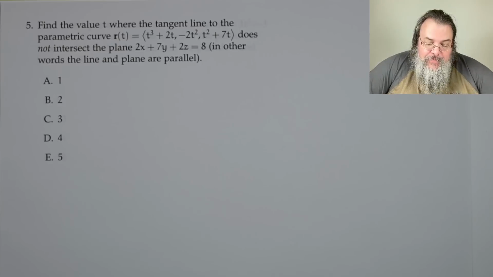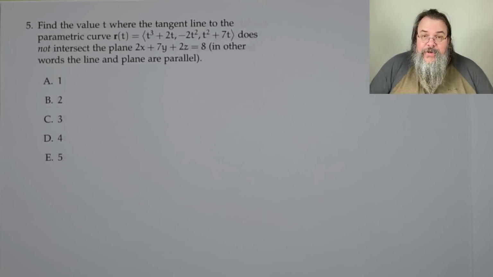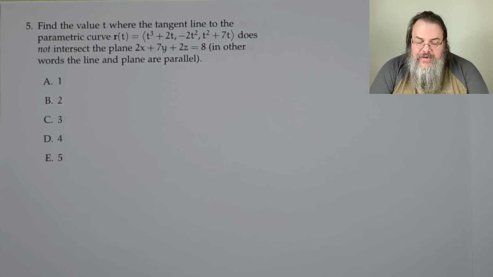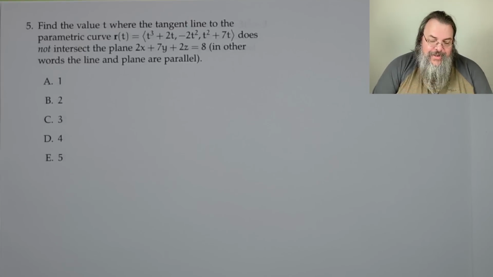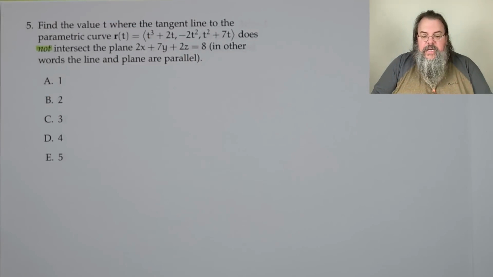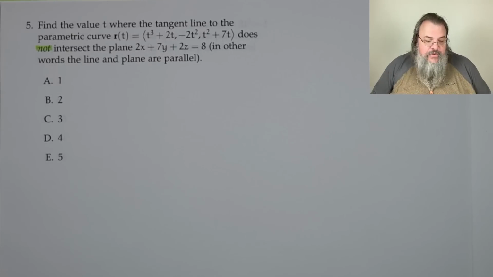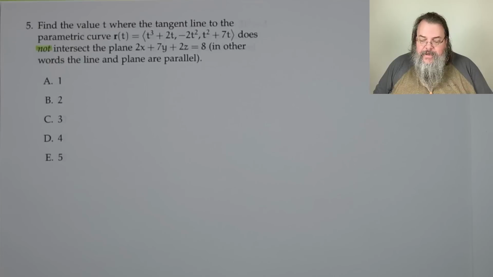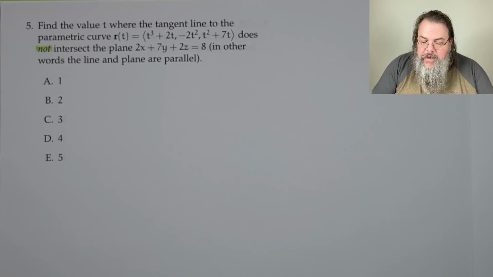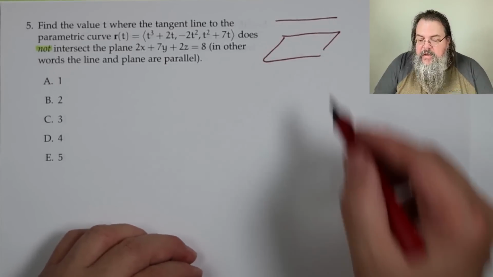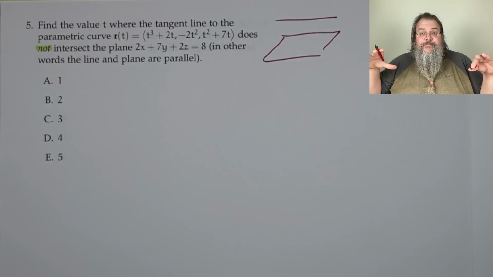Find the value t where the tangent line to the parametric curve r of t equals t cubed plus 2t, comma, minus 2t squared, comma, t squared plus 7t does not intersect the plane 2x plus 7y plus 2z equals 8. In other words, the line and plane are parallel. So the picture that we have in our mind is we have this plane, and then we have this line that's off the plane but running parallel to it.